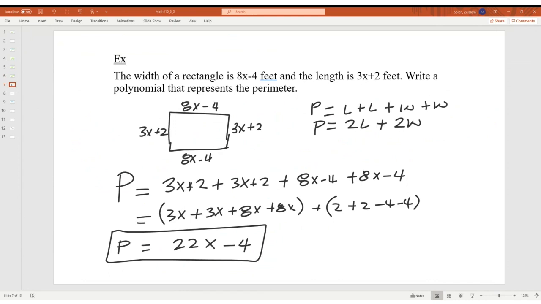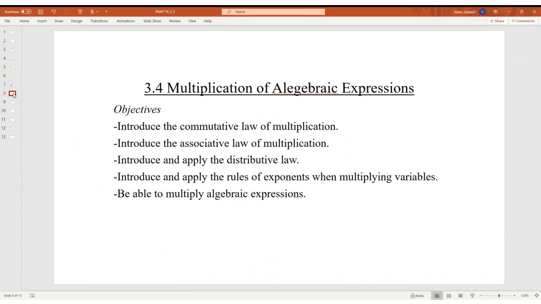So next we'll move to multiplication of polynomials. Okay, let's move to the next topic. 3.4, multiplication of algebraic expressions. The objective is to introduce the commutative law of multiplication. Commutative usually means changing places doesn't change the value. So if you have A times B, it's exactly the same as B times A. It doesn't change the product.